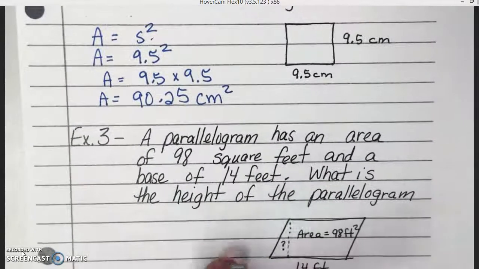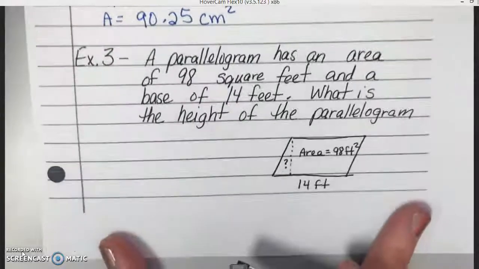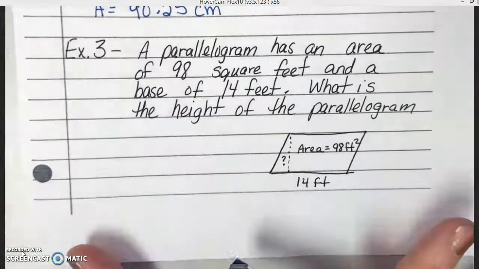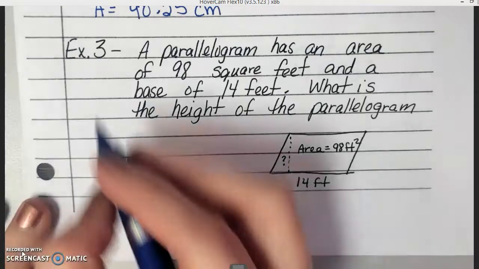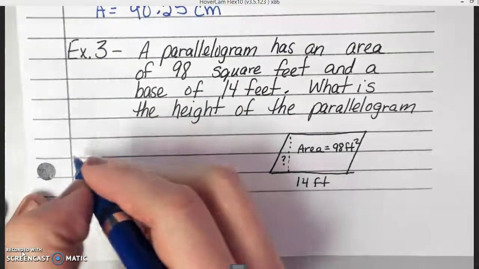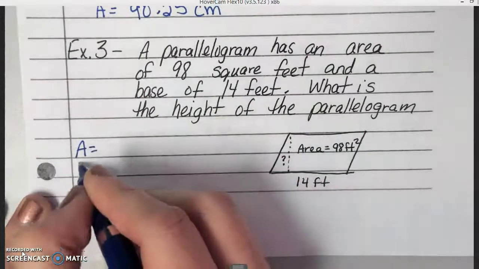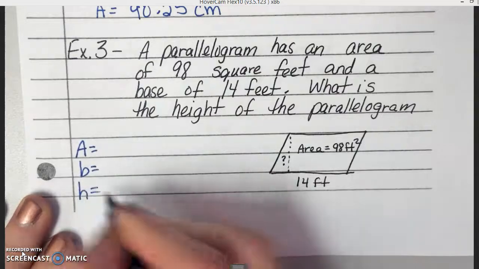Alright, look at example 3. This was a little bit different than the other two. So a parallelogram has an area of 98 square feet. So they're telling us the area right off the bat. That's what's different about this one. Then it tells us it has a base of 14 feet and it wants to know what's the height. So over here, I'm just going to write A equals, B equals, and H equals.